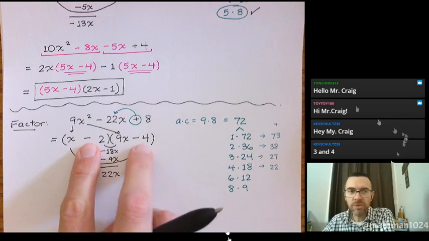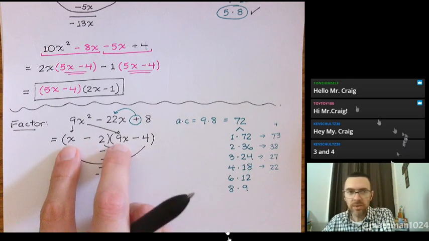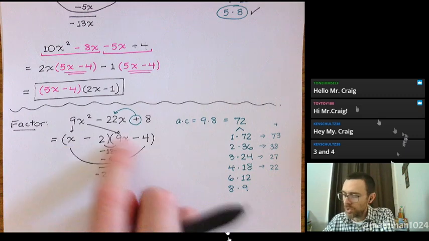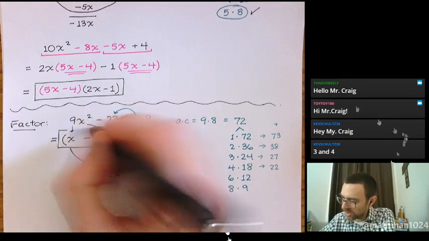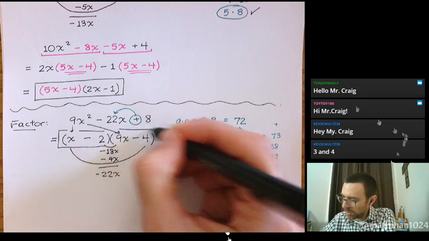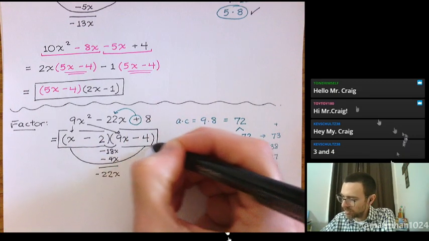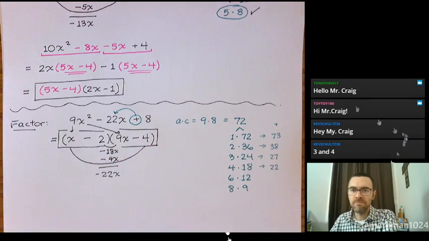Negative 2 times negative 4 gives you the positive 8. These guys give you the 9x squared. And we just showed you that the pieces on the inside and outside parts of the FOIL process combine to give you a negative 22x. Pretty good, right?